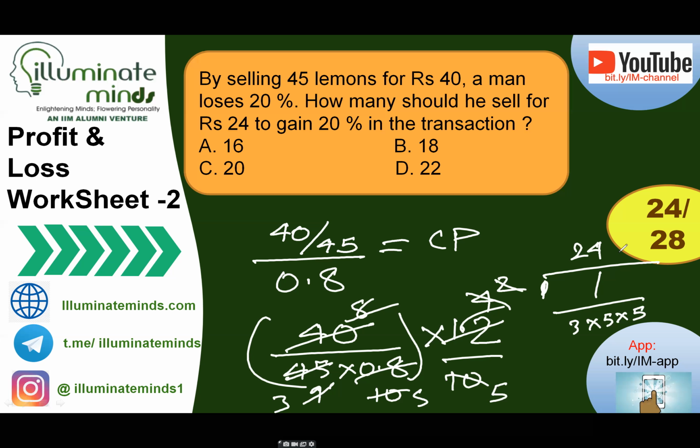Just a minute, 40 by 45. So this will give me 40 divided by 45 divided by 0.8, 0.111. Okay, so 24 into, there's a calculation mistake. I have made a calculation mistake over here. I'm extremely sorry. The method is correct.